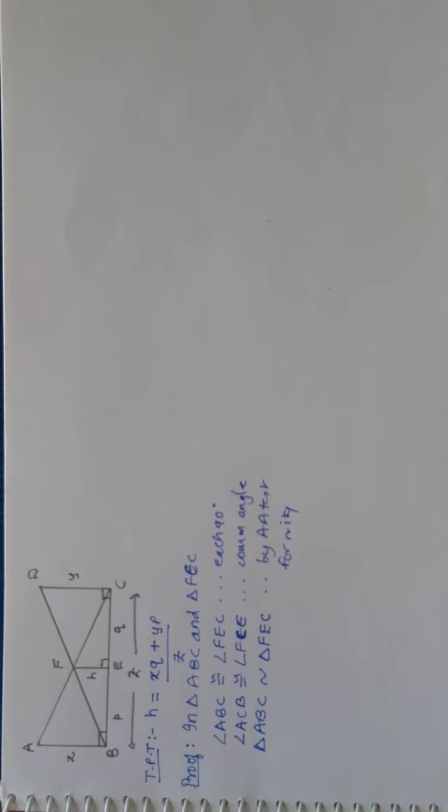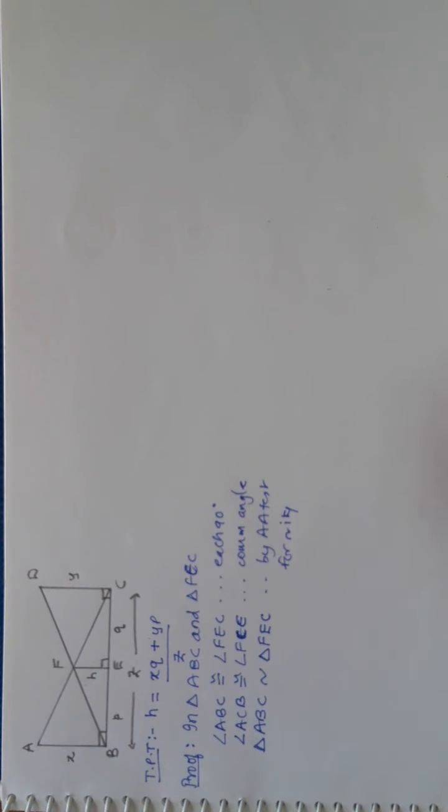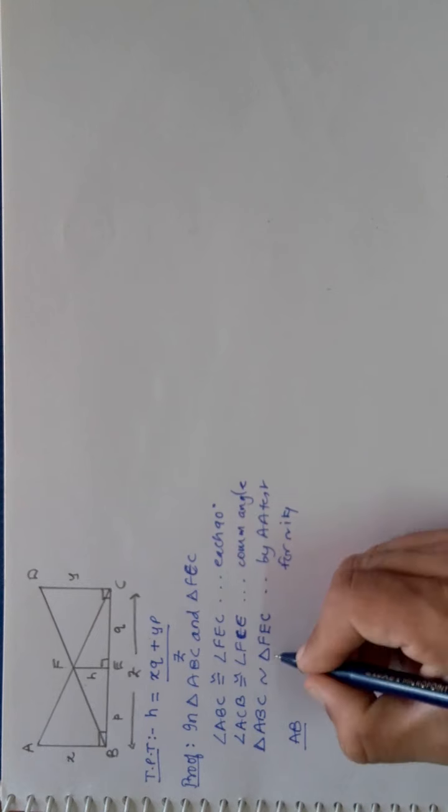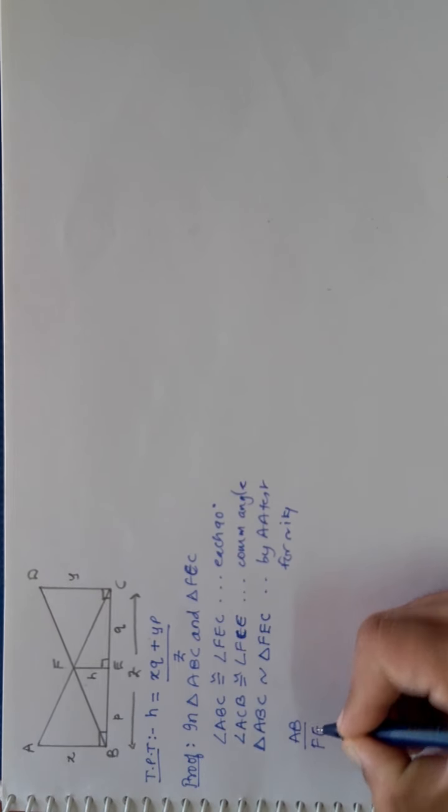So I will not take the whole set, I will take only what I can see. That means I am not going to take AC because there is no mention of AC at all. So I am going to take AB, that is AB is to FE, right?